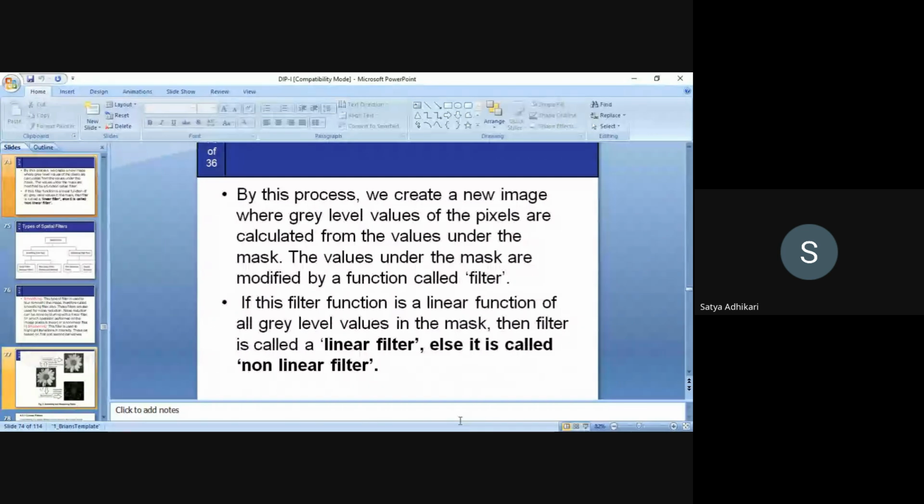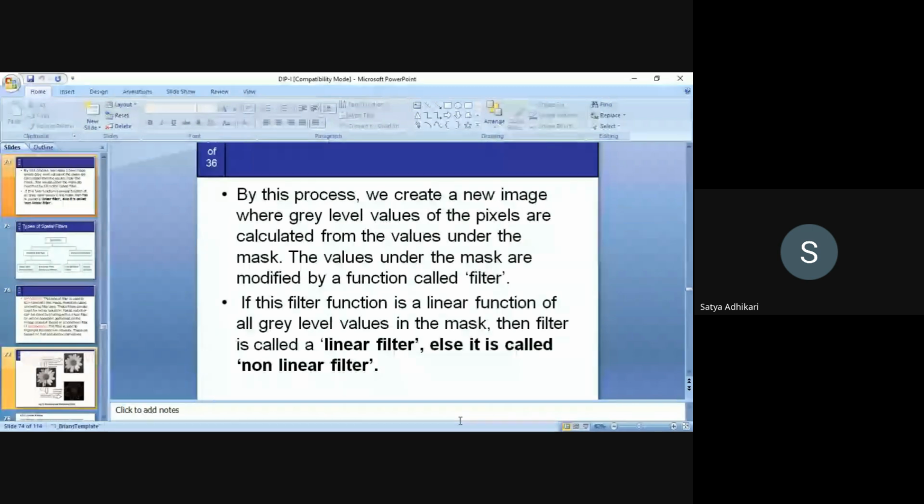So by this process, we create a new image where the gray level value of the pixel is calculated from the values under the mask. Suppose a 3 cross 3 mask contains nine pixels, and the gray level values of these nine pixels are replaced by the new value. It is calculated by multiplying and adding.